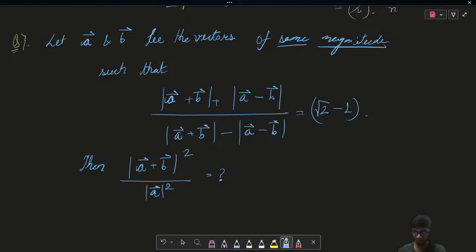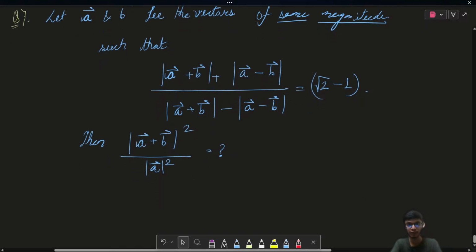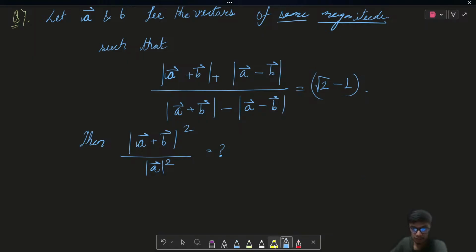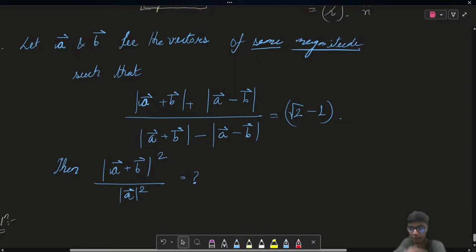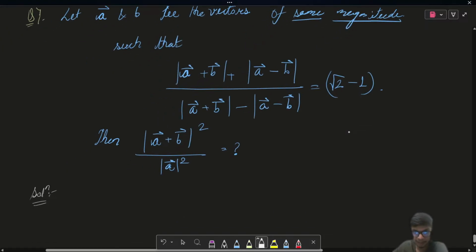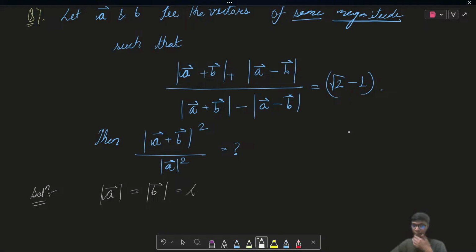If you look at this problem, it's a fairly simple problem. Let's see how we can solve it. First of all, it is mentioned that a vector and b vector are vectors of the same magnitude. What does this imply? That mod of A is equal to mod of B, and let's consider this as lambda.